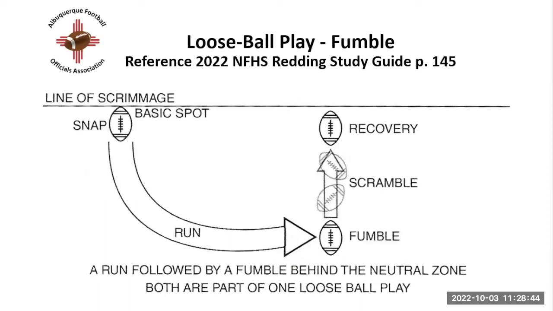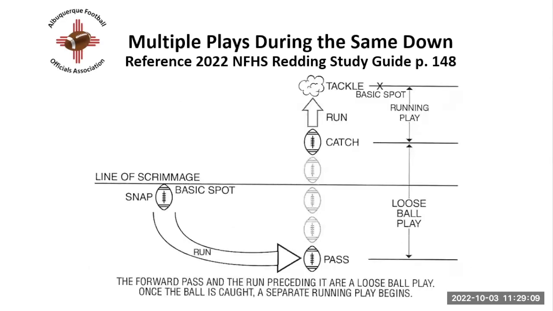In this case, we have a run followed by a fumble behind the neutral zone. Both are part of the loose ball play, and there's a recovery. And so this loose ball play starts with the snap and ends with the recovery of that fumble. So any action that happens from the snap to the recovery is all part of the loose ball play. You don't have to determine whether the guy running with the ball was in possession behind the line or not. It's all part of that loose ball play. Makes our lives a lot easier.